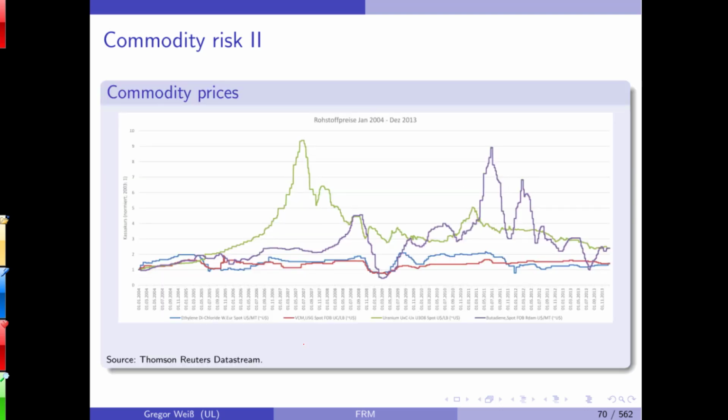To give you an example how commodity price risks may affect your business, you can see here normalized prices for ethylene dichloride, aluminum, that's the red line, I think, uranium, and butadiene on the spot market. They all start at a normalized price of 1 here in 2004. And you can see the changes in the market price for these four different types of commodities. Some commodity prices will not change. If I had included cocoa, you would see even more dramatic spikes in the commodity price.